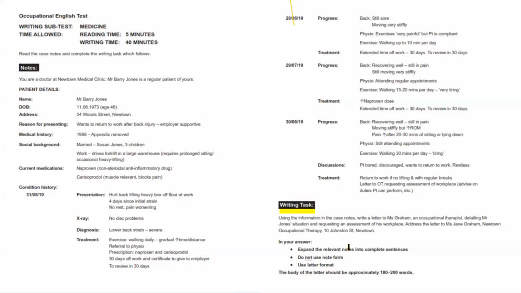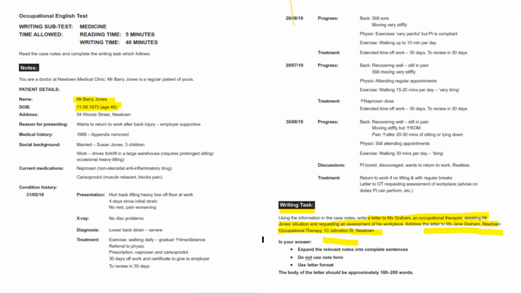So the task is for the occupational therapist. You have to write a letter to Ms. Graham, an occupational therapist, detailing Mr. Jones' situation and requesting an assessment of his workplace. Address the letter to Miss Jane Graham, Newtown Occupational Therapy, 10 Johnstone Street, Newtown. After that, you mentioned you will go directly to the patient details. Yes. The name is relevant. The date of birth. Address is not important to mention.